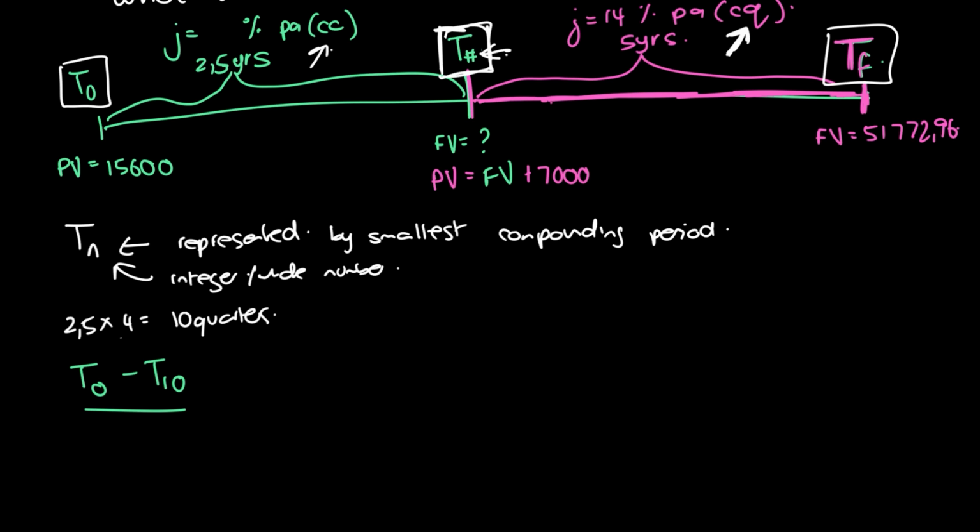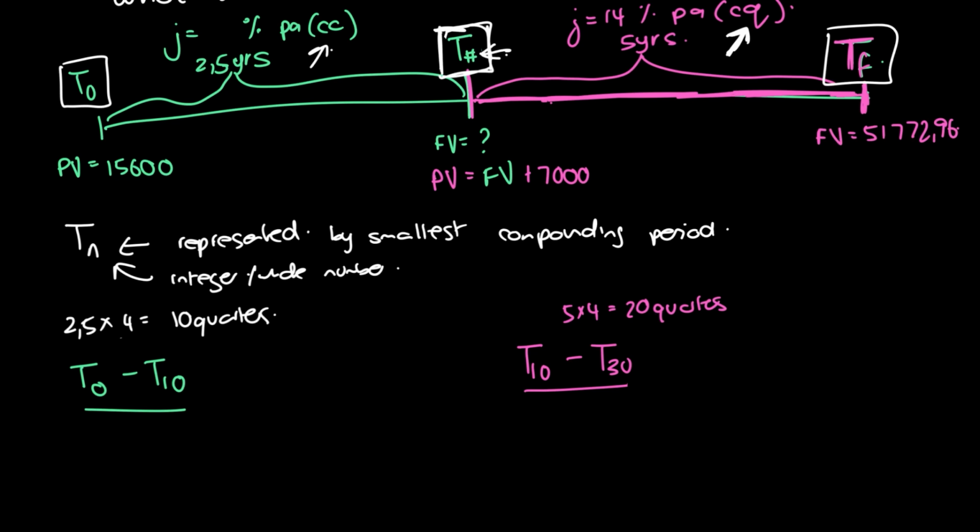Then our part 2, it starts at T10 and it's going to continue for 5 years. So that's 5 times by 4 gives us 20 quarters. So it continues to T30. So we write down the information we have from T0 to T10 and then T10 to T30. We don't change our units for this subscript N that we're looking at when we're writing this kind of stuff.